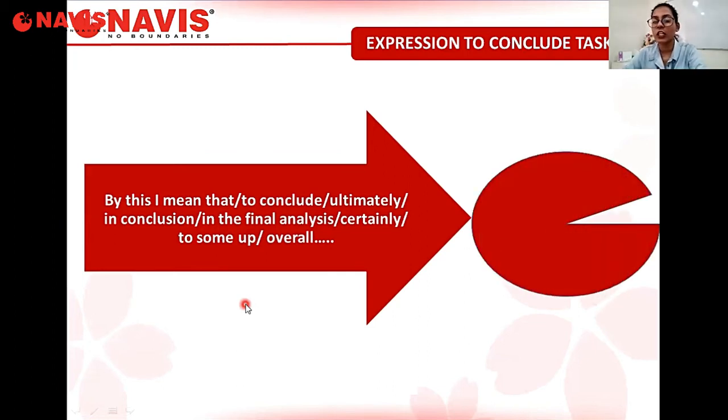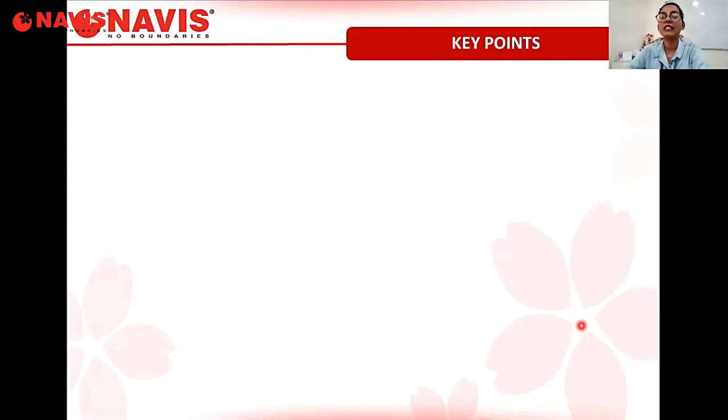Okay. So it is just like a full cake. Even if half or even a quarter piece is left over, it's not complete, right? So conclusion plays such an important role. Introduction, body, and conclusion. Okay. All right. So we will see some of the key points before we go to the sample.